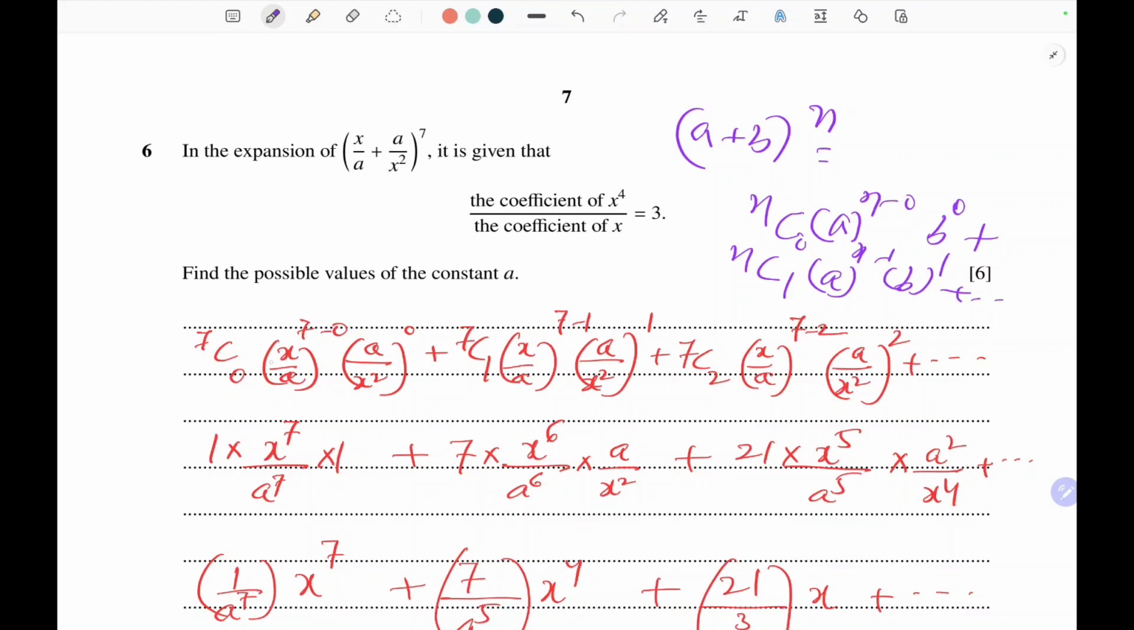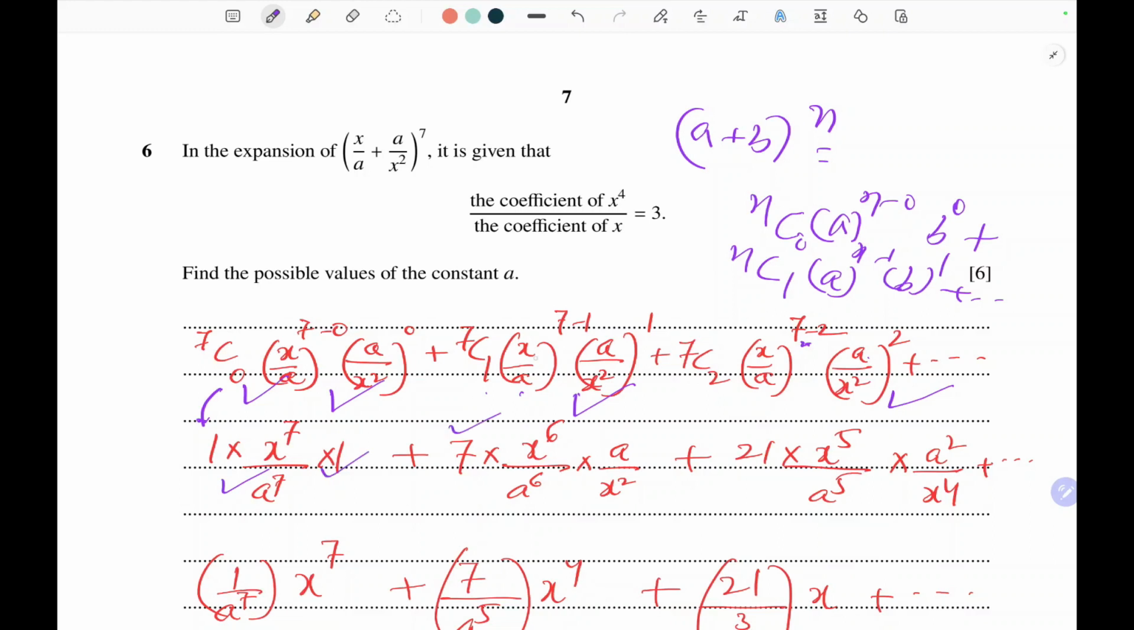Similarly, 7C0 (x over a) to the power 7 minus 0, (a over x squared) to the power 0; 7C1 (x over a) to the power 7 minus 1, (a over x squared) to the power 1; 7C2 (x over a) to the power 7 minus 2, (a over x squared) to the power 2, like that. So 7C0 is 1, which is here, x to the power 7 over a to the power 7, (a over x squared) to the power 0 is 1.